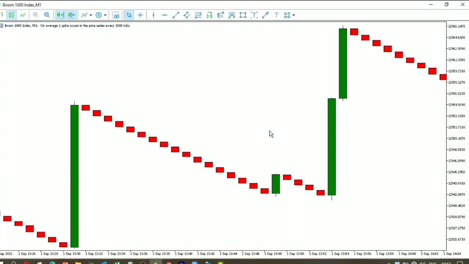In this video, I'm going to show you how to detect and catch these spikes here on Boom and Crash without any indicators at all.